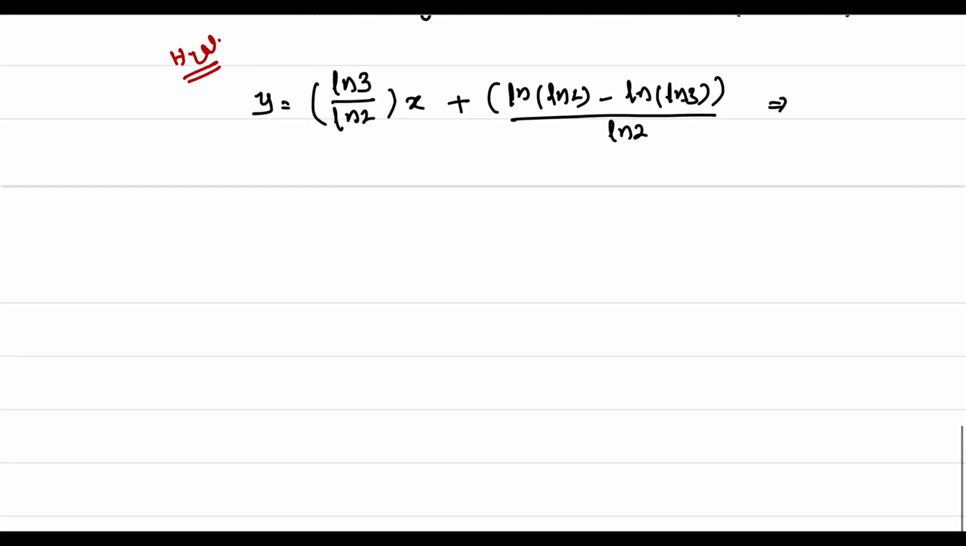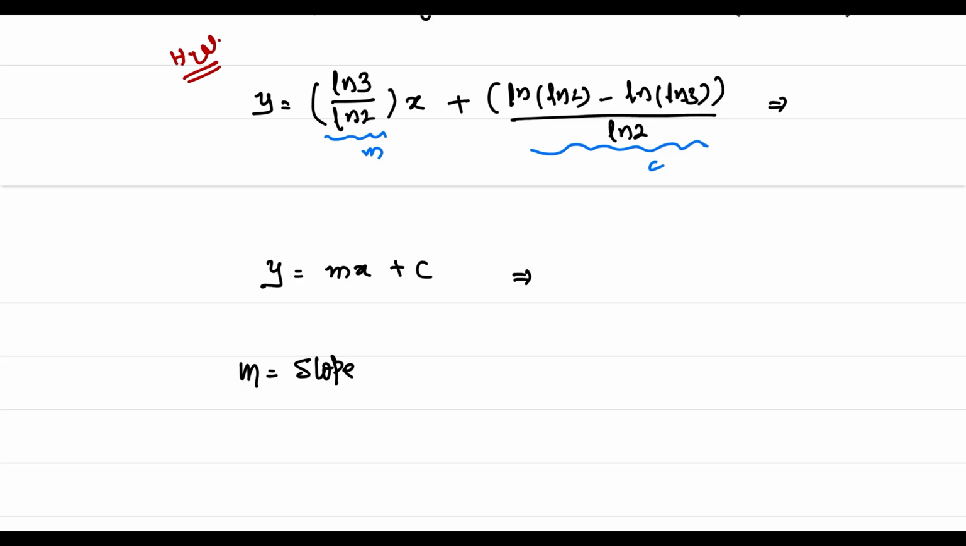Now, is it not in the form of y is equal to some mx plus c? Let me say this is m and this is c. As per the problem, we are interested in finding m, which is the slope. This equation is represented in a linear form, y is equal to mx plus c. When y is equal to mx plus c, it is a straight line with constant slope. Slope is equal to m.